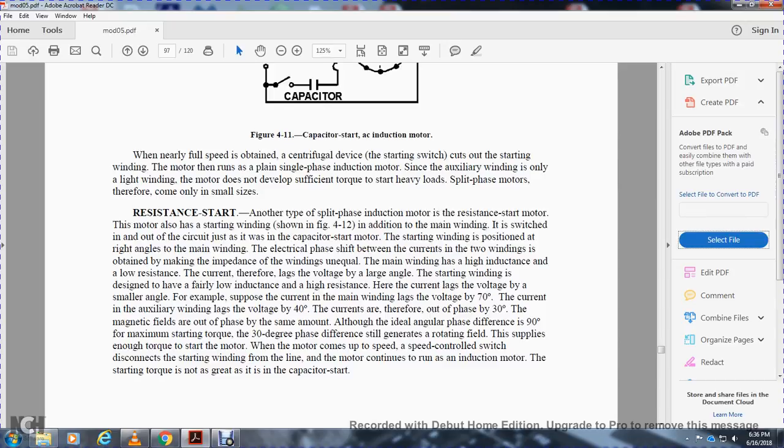For example, suppose the current in the main winding lags the voltage by 70 degrees. The current in the auxiliary winding lags the voltage by 40 degrees. The currents are, therefore, out of phase by 30 degrees.